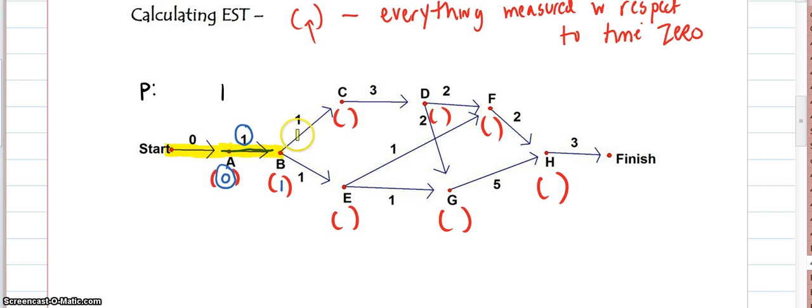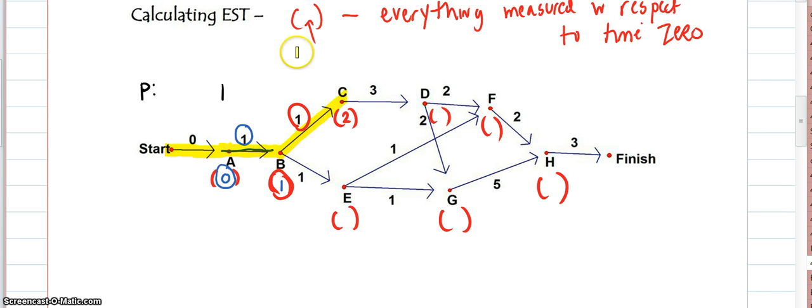Now, depending on which way we go, we're going to have to go both ways. But if I go this way, I'm looking for C now. The earliest start time for C is, well, it takes 1 to do B, and it takes 1, let's call them days, before I could begin B. So I add those two numbers together, and the earliest start time is 2. All I'm doing is adding the number to the left of the letter and the number underneath the task that was the previous task to this one.